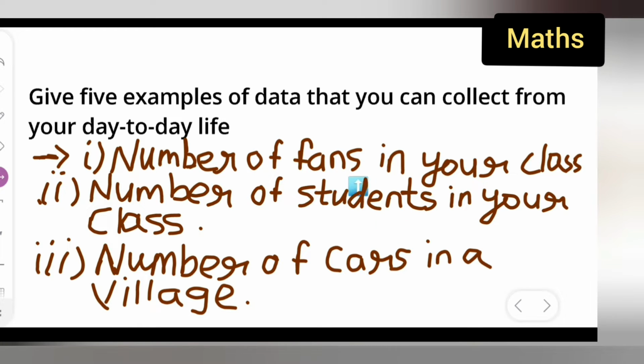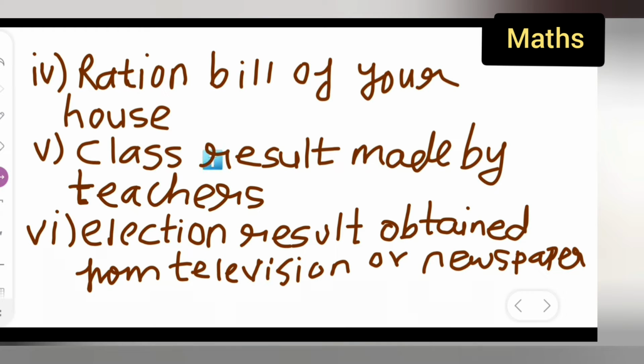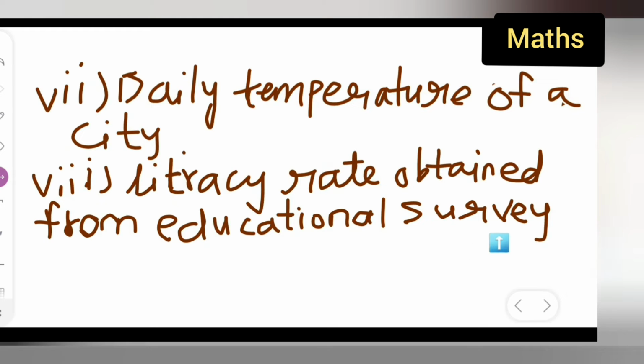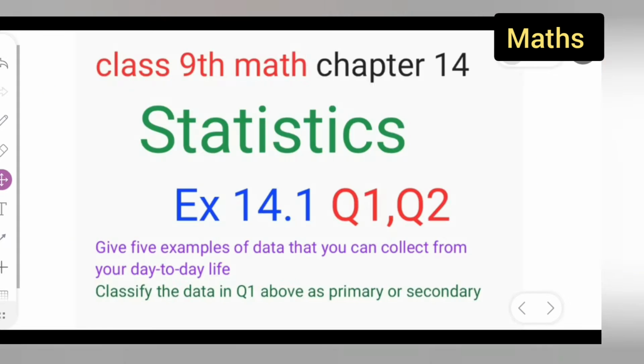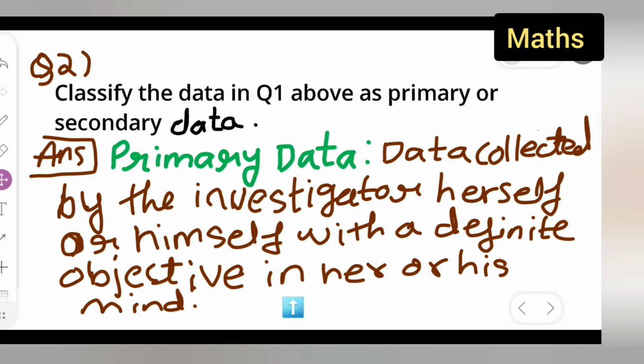The first one is number of fans in your class. Second is number of students in your class. Third is number of cars in a village. Fourth is ration bill of your house. Fifth is class result made by teachers. Sixth is election result obtained from television or newspaper. Seventh is daily temperature of a city, and the eighth is literacy rate obtained from educational survey. Now let us see question number 2.